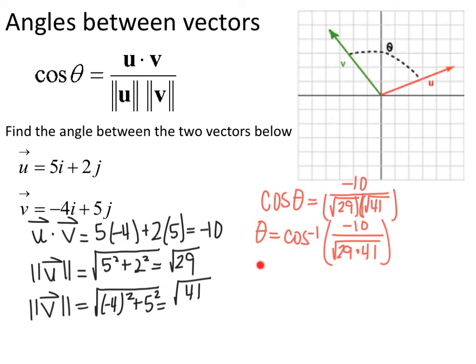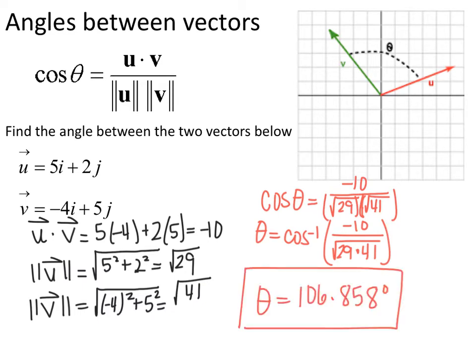So then we can use our calculator to calculate this. Make sure you're in degree mode and then plug this in your calculator. So if you calculate this, you end up with theta is equal to 106.858 degrees. So this is the angle. If you were to graph vector u and vector v, this would be the angle between those two vectors.